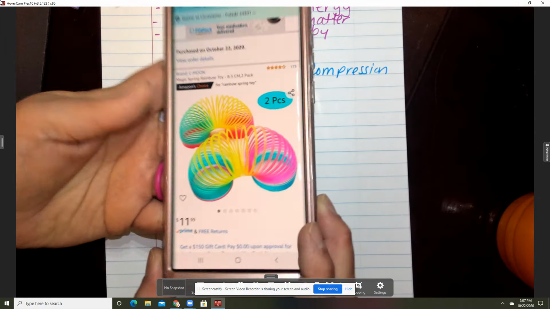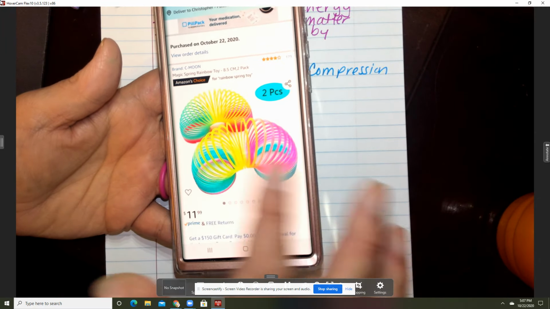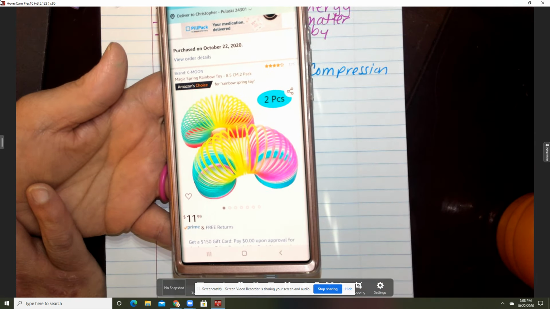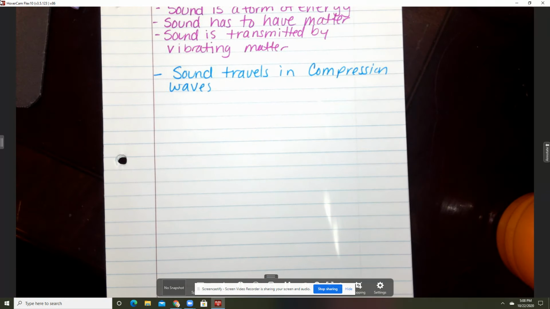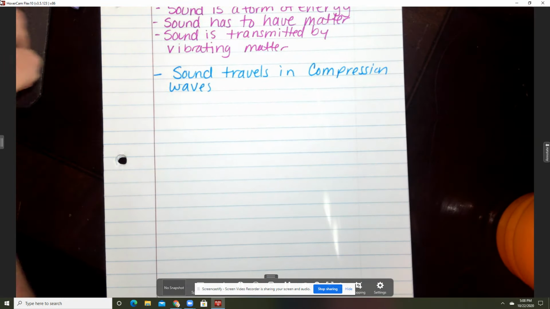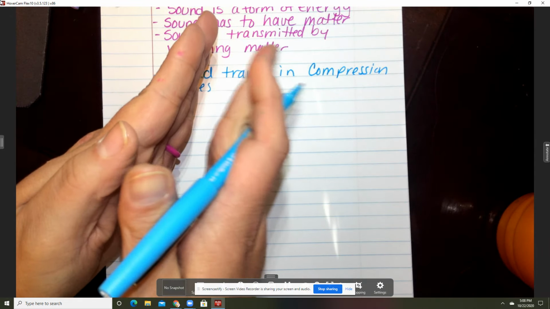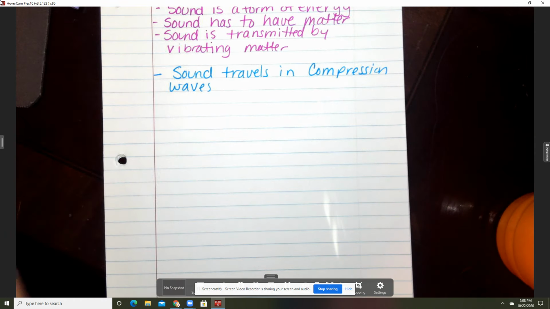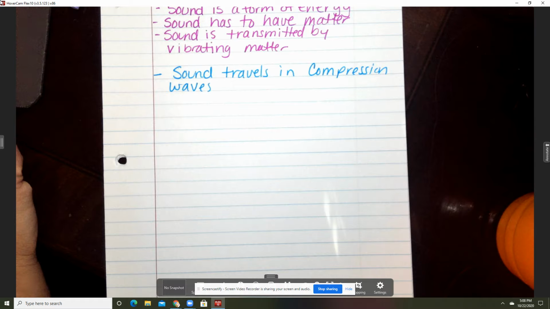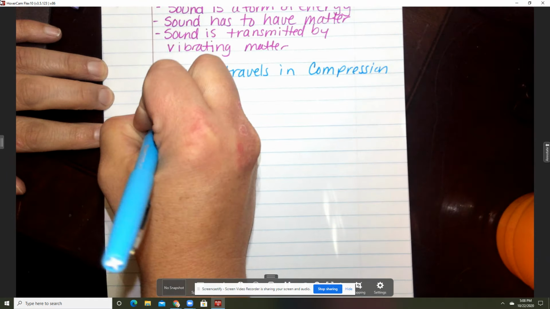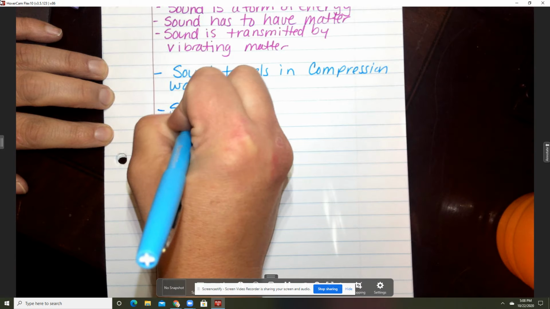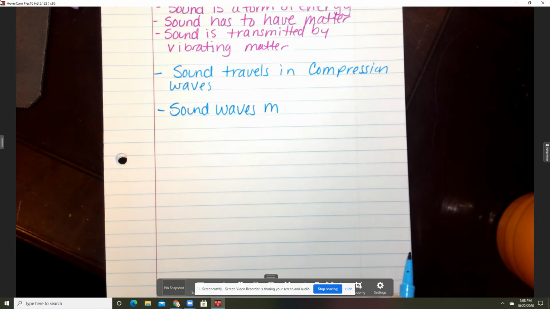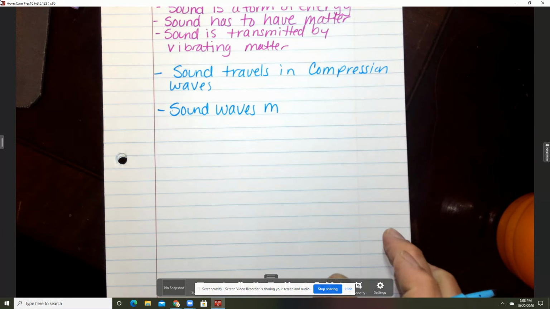I can't remember. Okay, so this is a slinky. So it is like a spring, but it's called a slinky and it can go back and forth. So a slinky, that's like a compression wave because you can bunch it up or you can make it bigger. Okay, and that's how sound waves travel. Sound waves move out. So sound waves move in all directions.